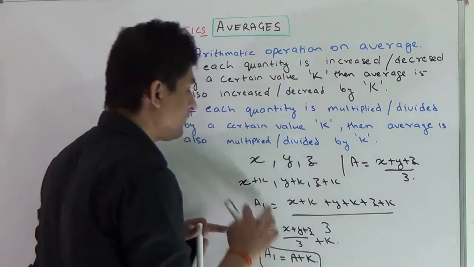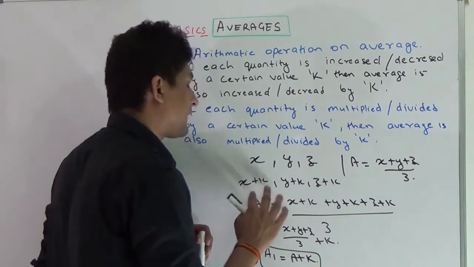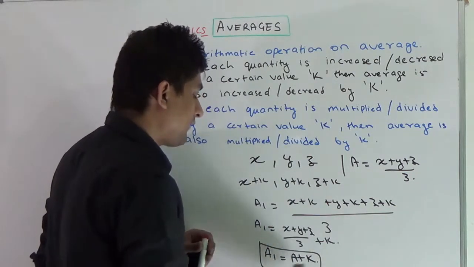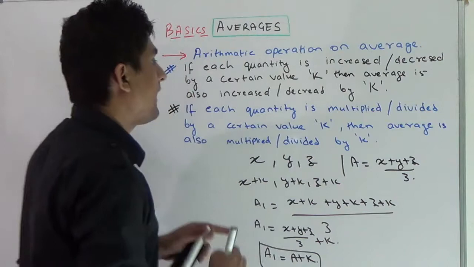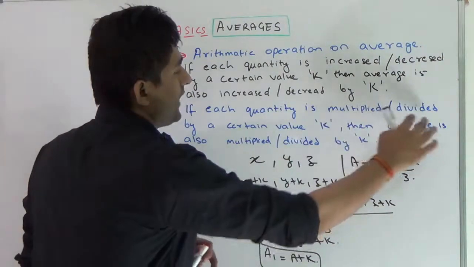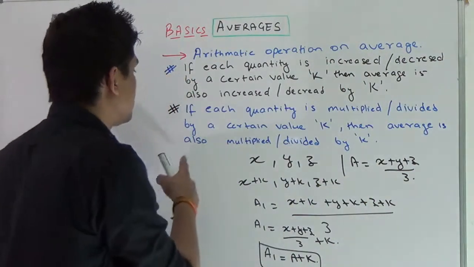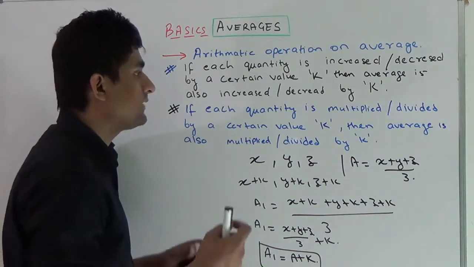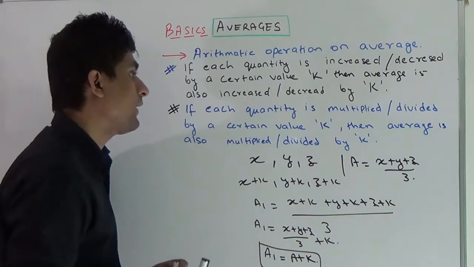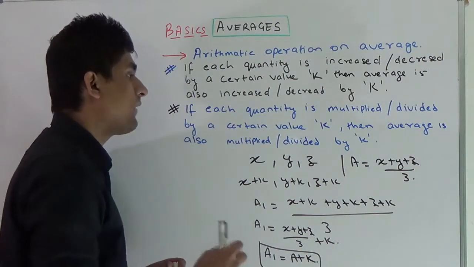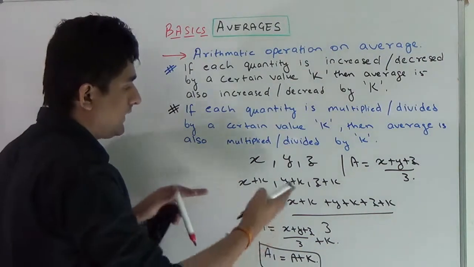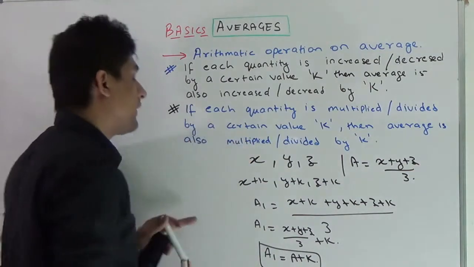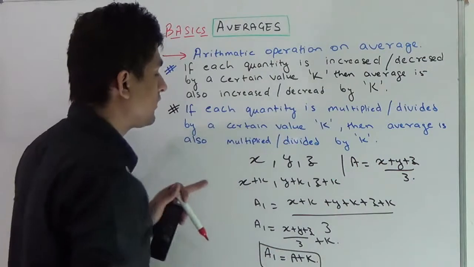This concept is valid in subtraction form also. That means if I subtract k from all the terms of the observation, then the average is also decreased by that k. And this is also valid for multiplication and division. The second concept says the same thing. The second concept is, if each quantity is multiplied or divided by a certain value k, then the average is also multiplied or divided by k. I think you can easily solve for this concept. You can frame an example for that also.